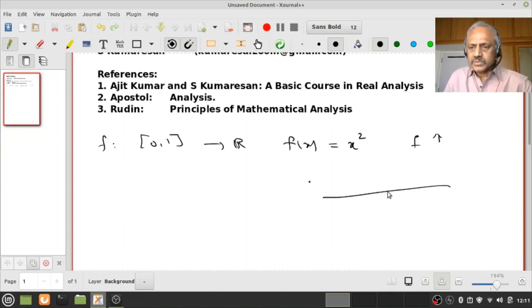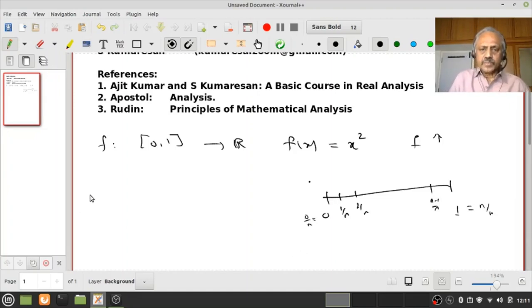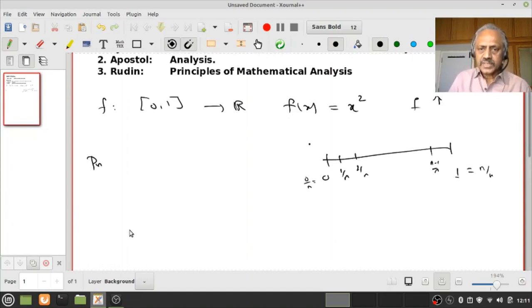So I have the interval 0 1, and what did we do there? We broke it into n equal parts: 1 by n, 2 by n, up to n minus 1 by n, and this is n by n. This is of course 0 by n. So this is my partition Pn. Now with respect to this partition, what is the lower sum, L(f, Pn)? Now this is an increasing function, therefore in the interval, let us say (i minus 1) by n to i by n, this is my ith interval.